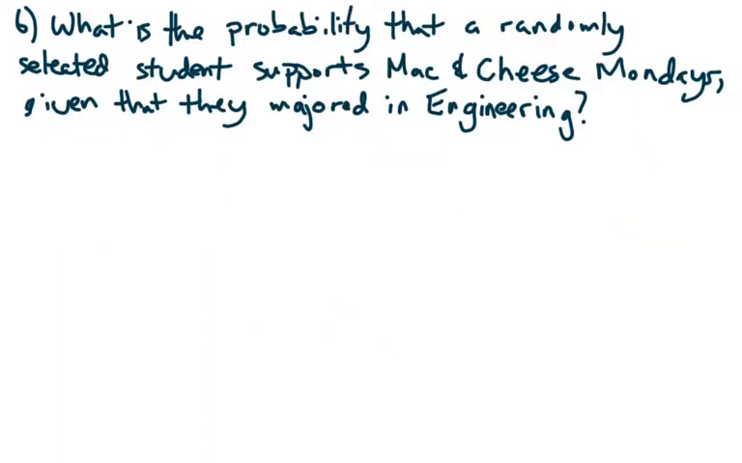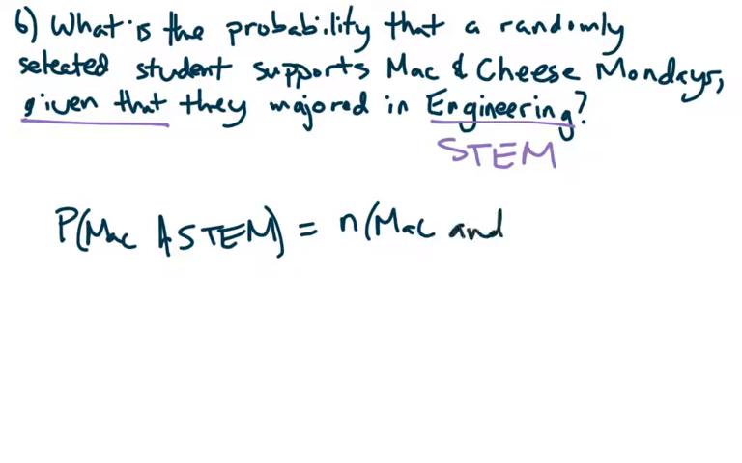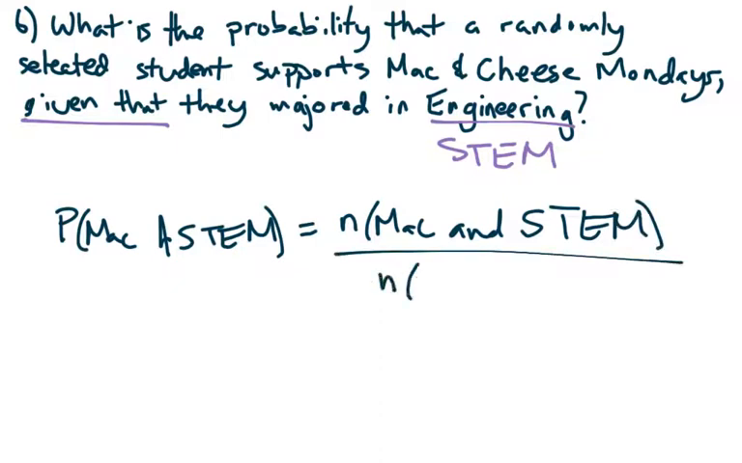What is the probability that a randomly selected student supports mac and cheese Mondays, like myself, given that they majored in engineering? Engineering is definitely a STEM, it's one of the letters, right? So this is our assumption, our given that. We're looking for the probability of mac and cheese Mondays, given that we had a STEM major. So we want the number of people who are both mac and STEM divided by the total number of people in the universe.